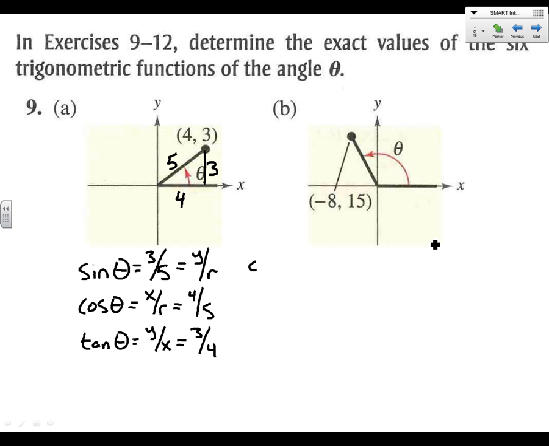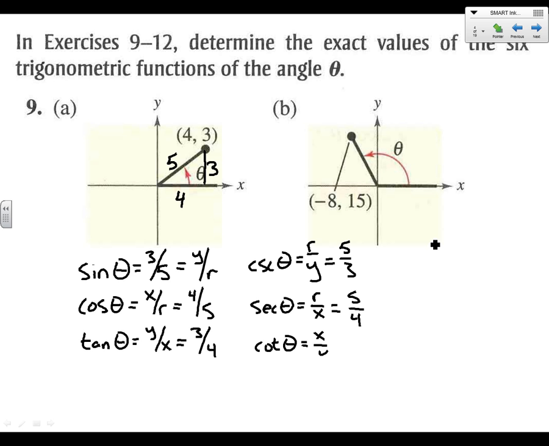The reciprocal of sine is cosecant of theta. All right, so that's the flip. It's r over y, so 5 over 3. The flip of cosine is called secant, so the secant theta is r over x, so 5 over 4. And the flip of tangent is called the cotangent, x over y, so 4 over 3. Those are your 6 values for A.